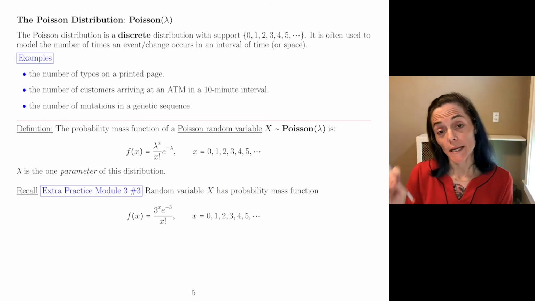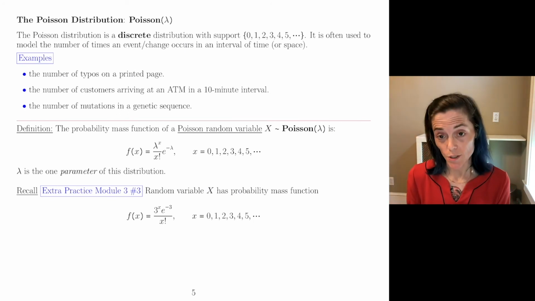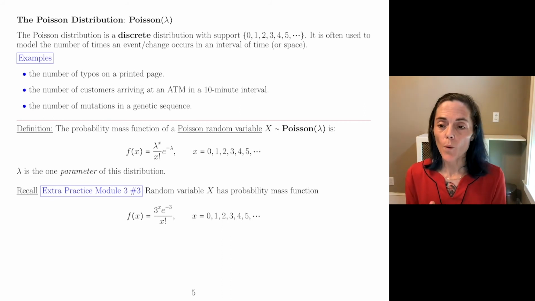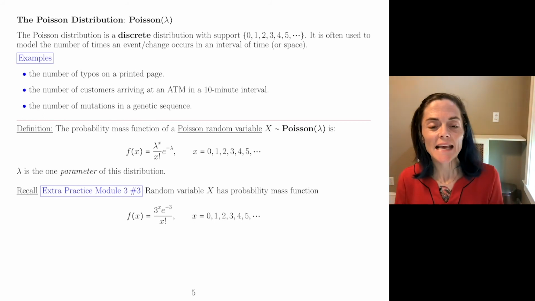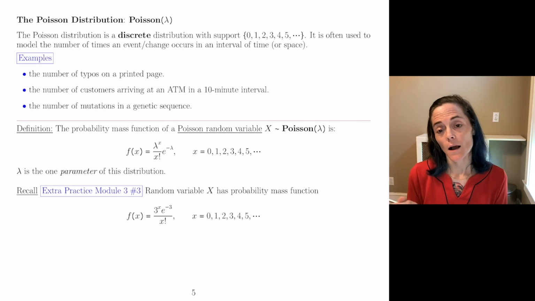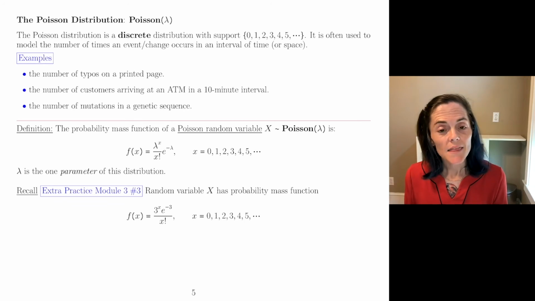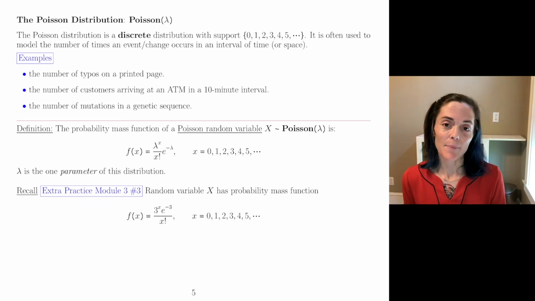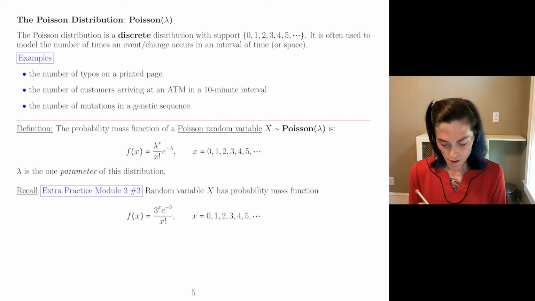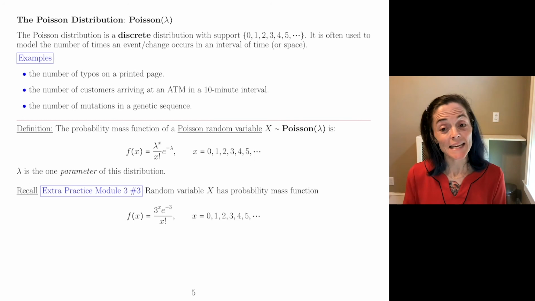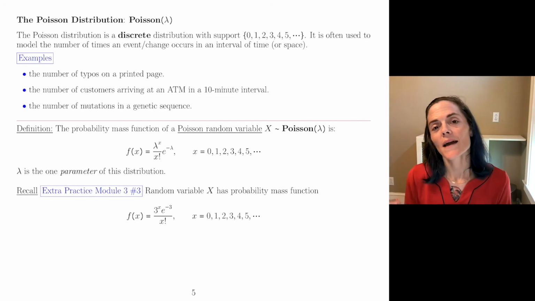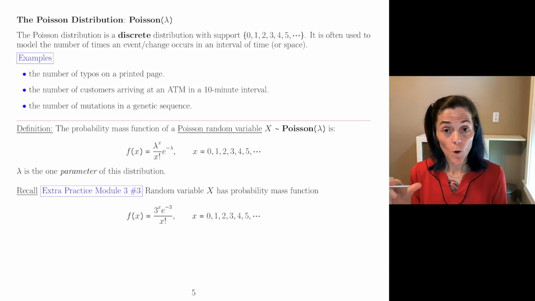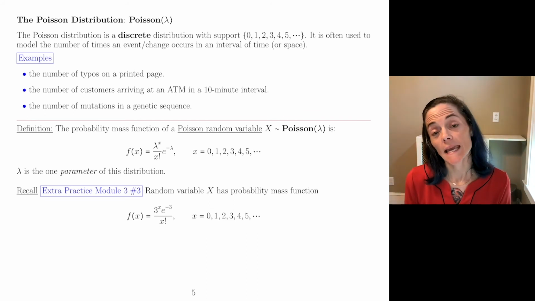Now, the next discrete distribution I want to talk about is the Poisson distribution. And this one has support, well, all non-negative integers starting with 0 and marching forward. This is often used to model the number of times an event or a change occurs in an interval of either time or space. This distribution comes up a lot in biology and bioinformatics.